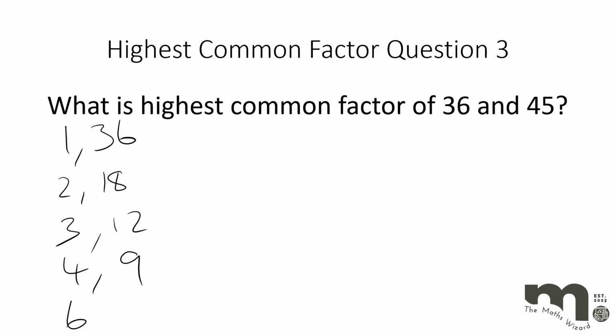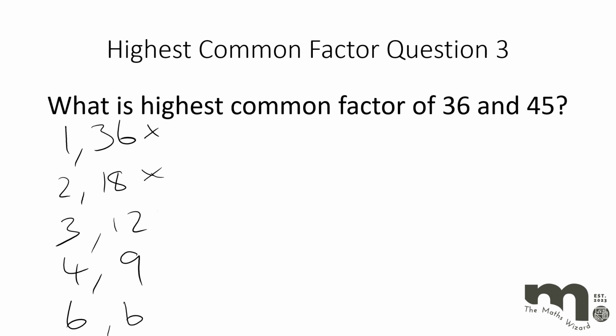Then we've got 6. Now if we go up, 7, 8, and we've already got 9, 10 and 11 do not go into 36. And then we get to 12 then. So that kind of tells you you've got them all there. Well, if we have a look at these then, we need to find out which one of these goes into 45. So we know 36 doesn't. We know 18 doesn't.